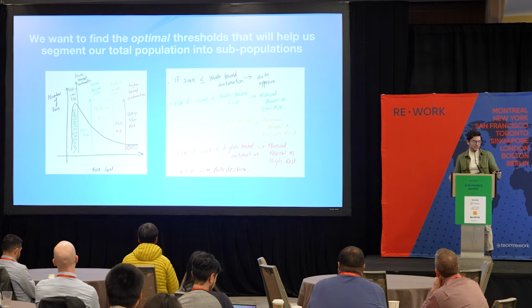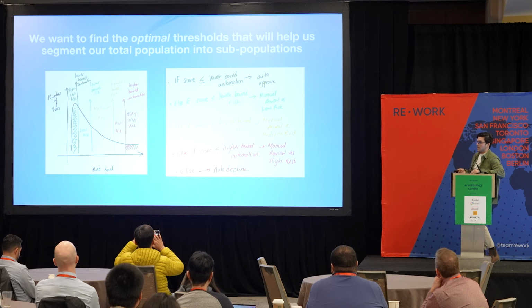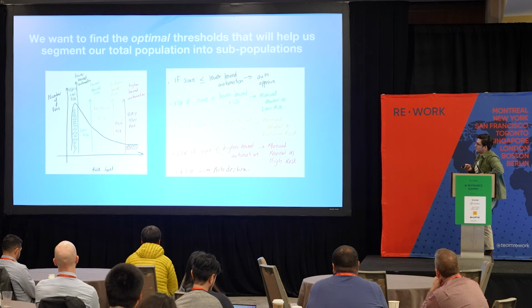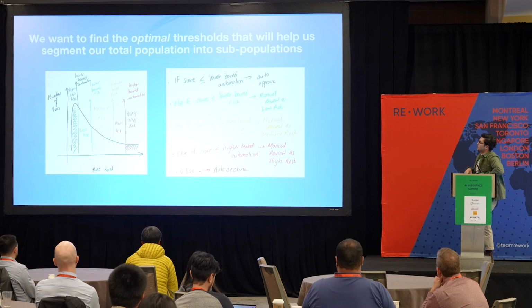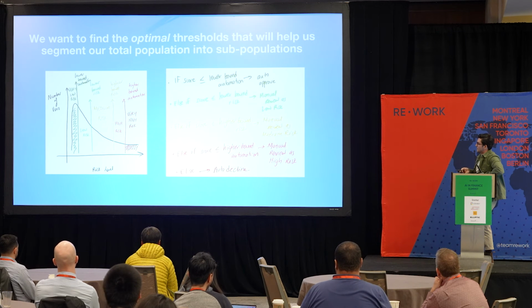So this is just an extension of the previous one, and it's simple. If you're in this dark green area, where the score is less than some threshold, then I want to auto approve. If it's in between, I want manual review, with fewer checks for low risk, more for medium risk, and even more for high risk. And if you're too risky, then I'm just going to auto decline you.